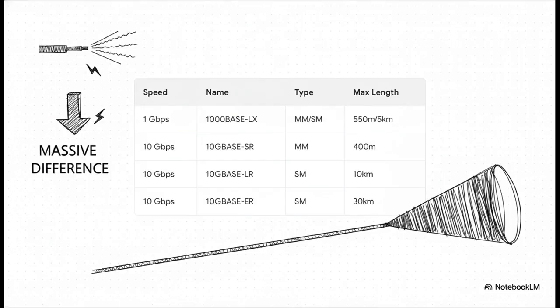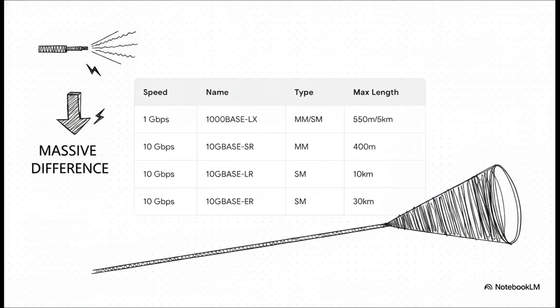And the difference in scale here is just absolutely staggering. While the 1000BASE-LX multimode standard maxes out around 550 meters, get this, the 10GBASE-ER single mode standard can blast 10 gigabits of data up to a mind-blowing 30 kilometers. No boosters, no repeaters, just a straight shot of pure light carrying massive amounts of data across entire cities.